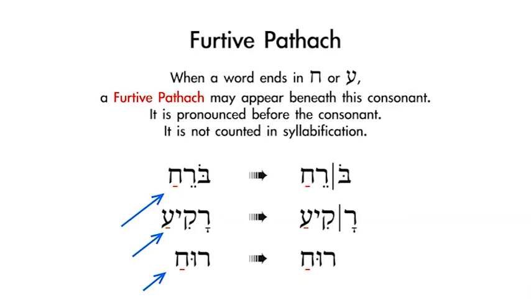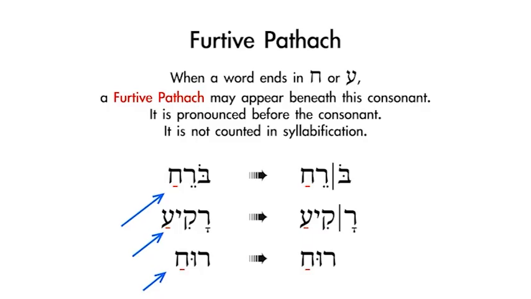So for example 1, we're going to have two syllables. It's going to be bo and then reach. With example 2, we're going to have ra, kia. And with example 3, it's a monosyllabic word, one syllable, ruach, the word for spirit.